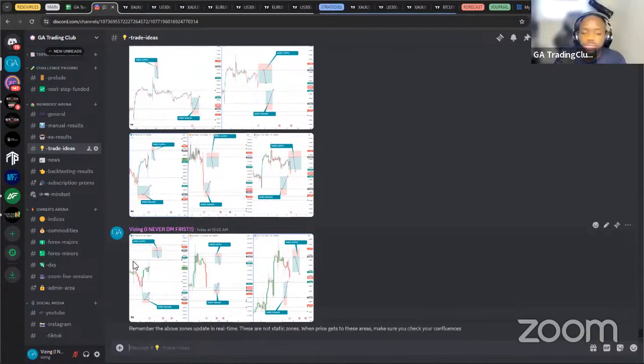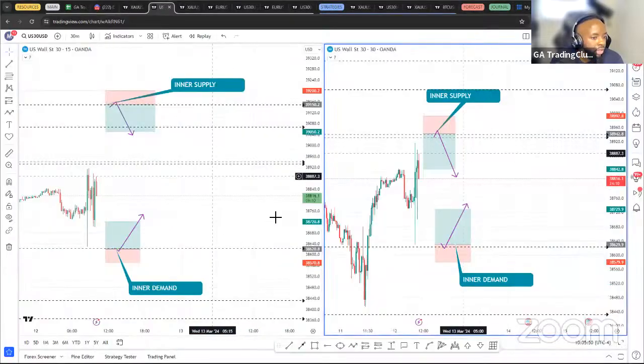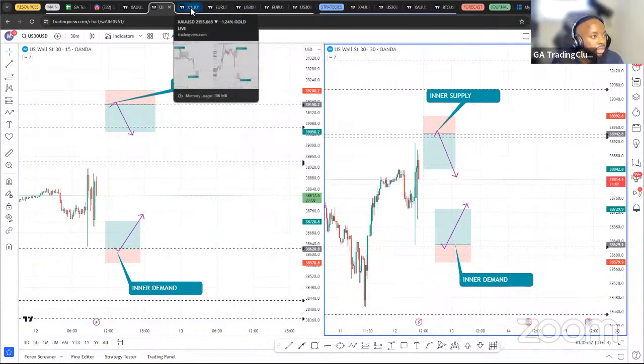All right, so that's gold at 2156. So gold has come back down. So let's see on gold.